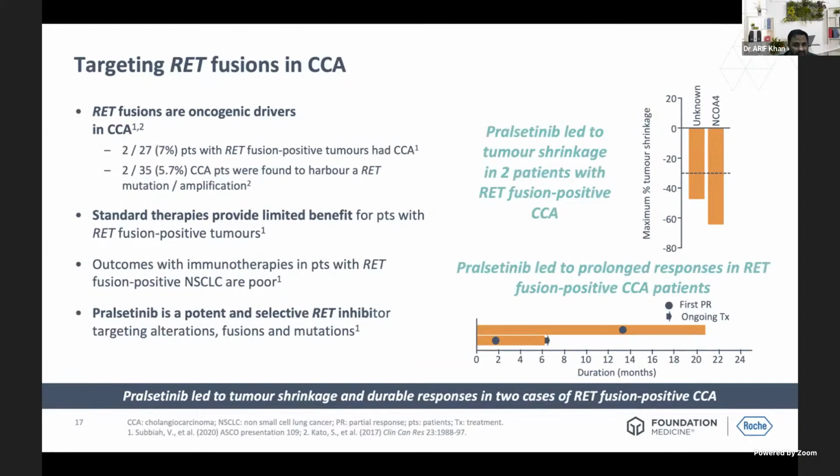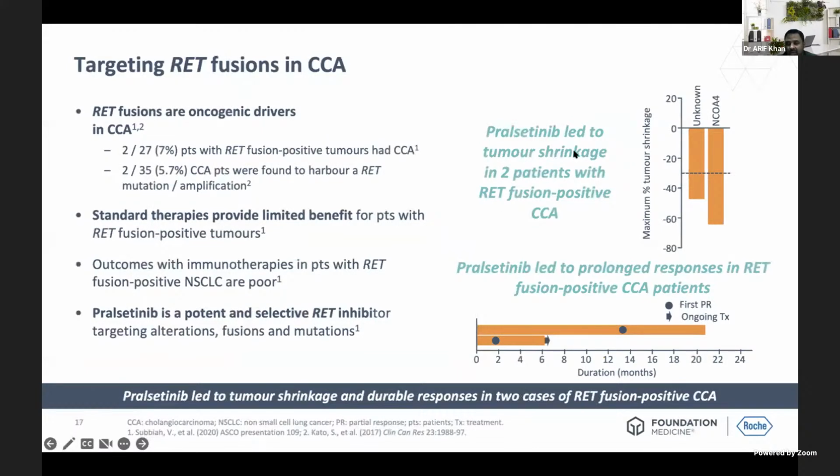So there are other alterations like RET alterations. RET alterations can also be targeted. These patients who have RET alterations don't respond to standard therapies, and they don't respond to immunotherapies. Pralsetinib is one drug which is a selective RET inhibitor.